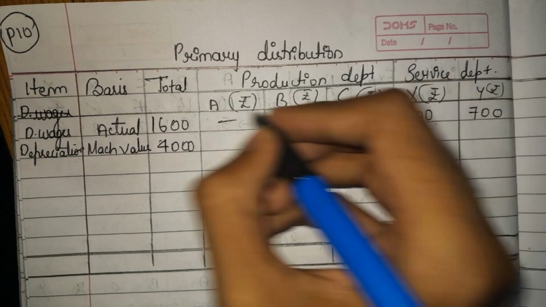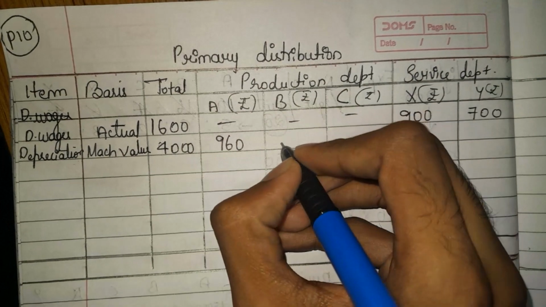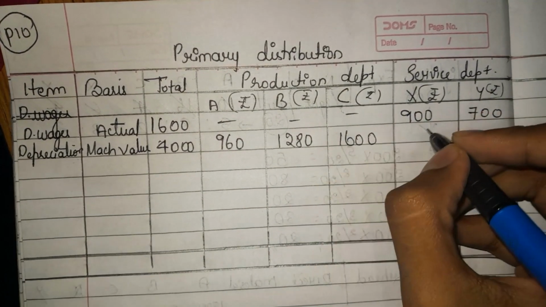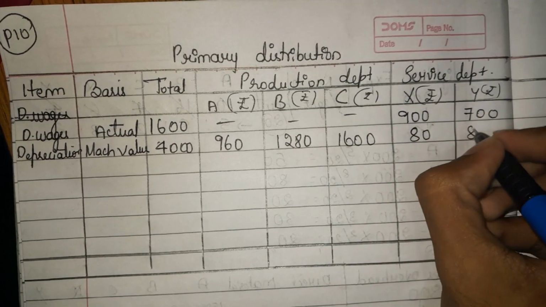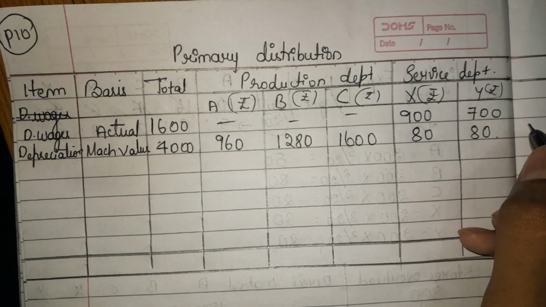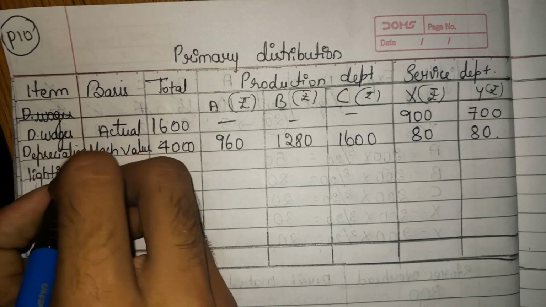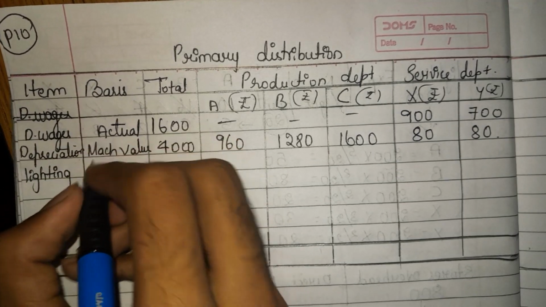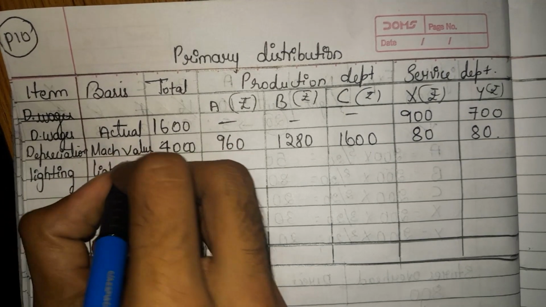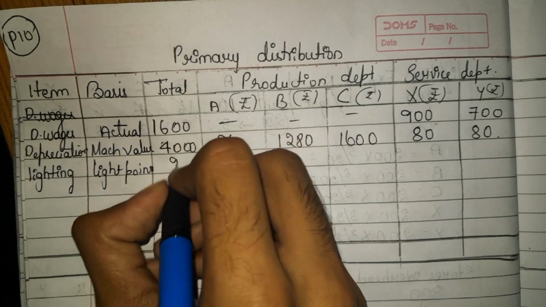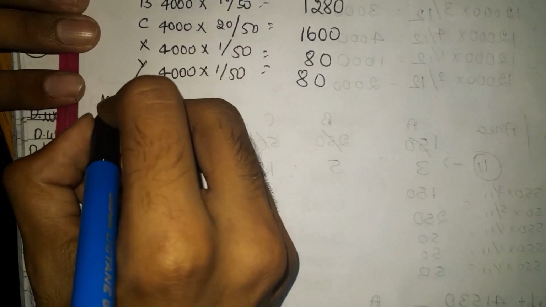Now this amount we need to write over here. A column it is 960, B column it is 1280, C column it is 1600, X column it is 80 and Y column it is 80. Now the next expense we have is lighting expenses. Lighting expenses we need to distribute based on the number of light points we have. The total lighting expense is 240 rupees. Now let us apportion this lighting expense.